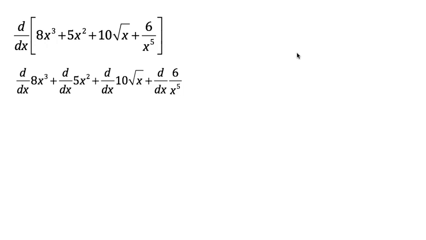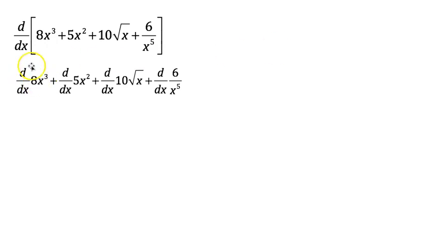Derivatives of 8x cubed plus the derivative of 5x squared plus the derivative of 10 times the square root of x plus the derivative of 6 over x to the 5th. If these were minus signs instead of plus, nothing changes. The derivative of the difference is the difference of the derivatives. It's just a slight extension on the idea. So that was our first rule. The sum of the derivatives is the derivative of the sum.